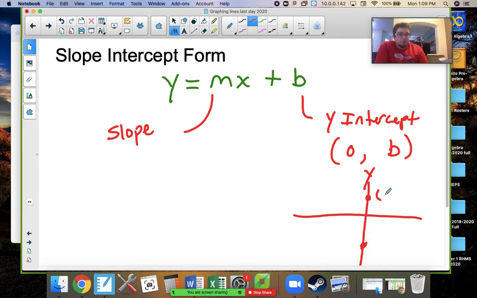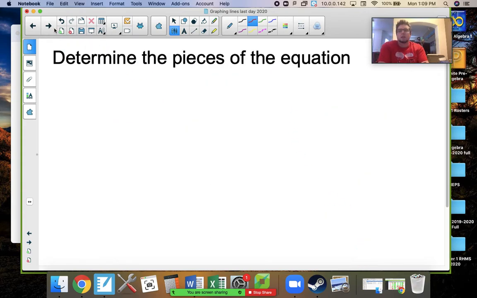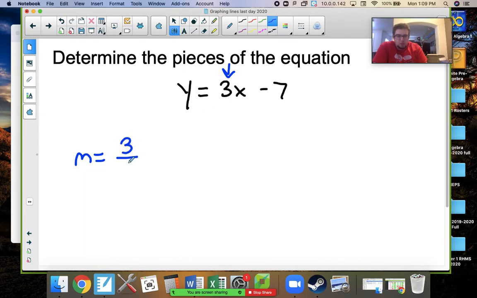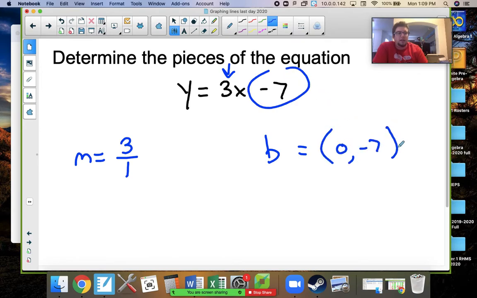So if it crosses up here, our x-coordinate is still 0, but maybe it's at like 5. Well, down here, x is still 0, but it might be at -5. And that's what controls it right here. So if I have my slope-intercept form, my slope, m, is always connected to x. So in this case, it's 3, and slopes rise over 1, we could put 3 over 1. Our y-intercept b is a number that's attached that doesn't have x. So in this case, the -7. Writing it as a coordinate point, we get 0, -7.